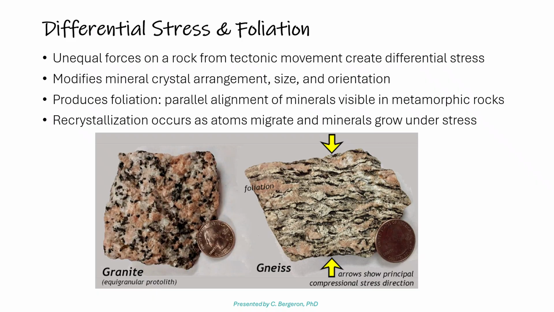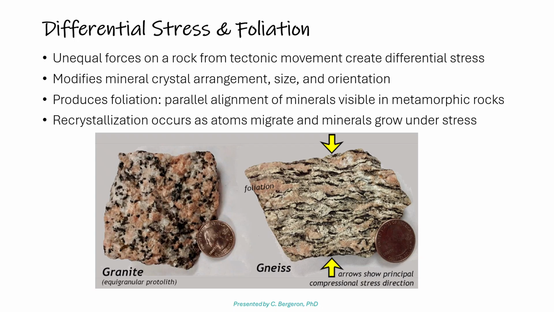It can change the arrangement, the size, and/or the shape of the mineral crystals. So you're not necessarily creating new minerals here, but you're changing what's already there. And this results in a distinctive texture that is left behind, called foliation, of which this is a prime example. You have a granite, there was differential stress applied to it, and you get a rock that is called gneiss.